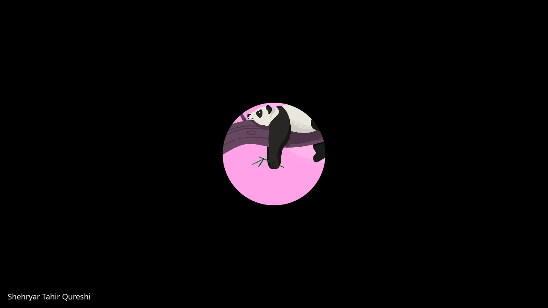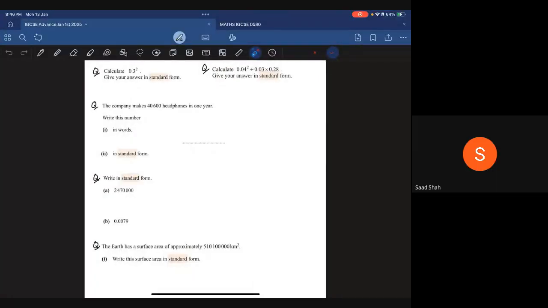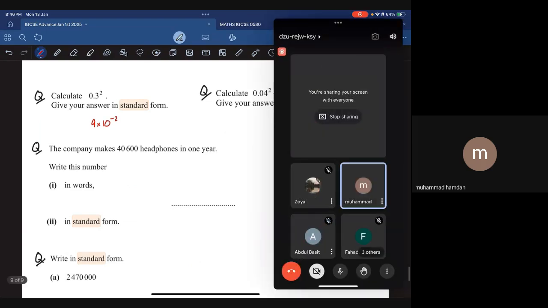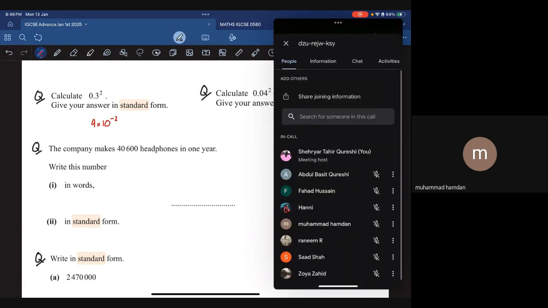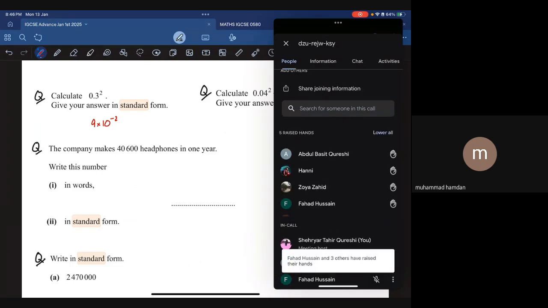Wait, let me share screen. To the first question, the one which says calculate 0.3 squared. Give your answer in standard form. Yes. So I got 9 times 10 to the power of -2. Whosoever agrees with Hamdan, raise your hand. Only Basit agrees. Okay. All right, we got the correct answer.